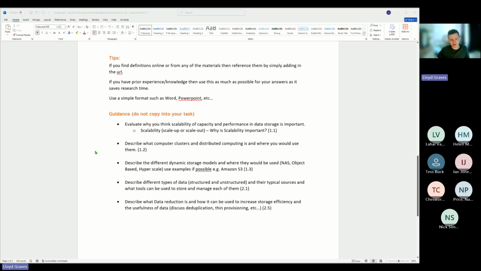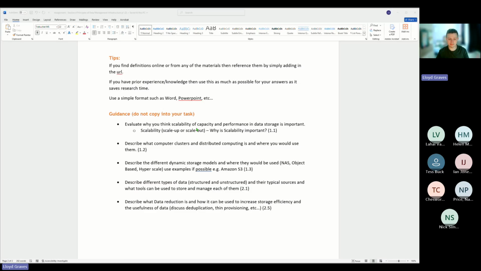So to cover 1.1, you need to evaluate why you think scalability of capacity and performance in data storage is important. So again, focusing on the actual criteria, make sure you're first of all evaluating. When we talk about evaluating, the easiest way to think about it is to think about it from different perspectives. The second part of this then is that we're looking at the importance of scalability and capacity. So, tell us why it's important to scale. What are the advantages of an organization that can scale really well?